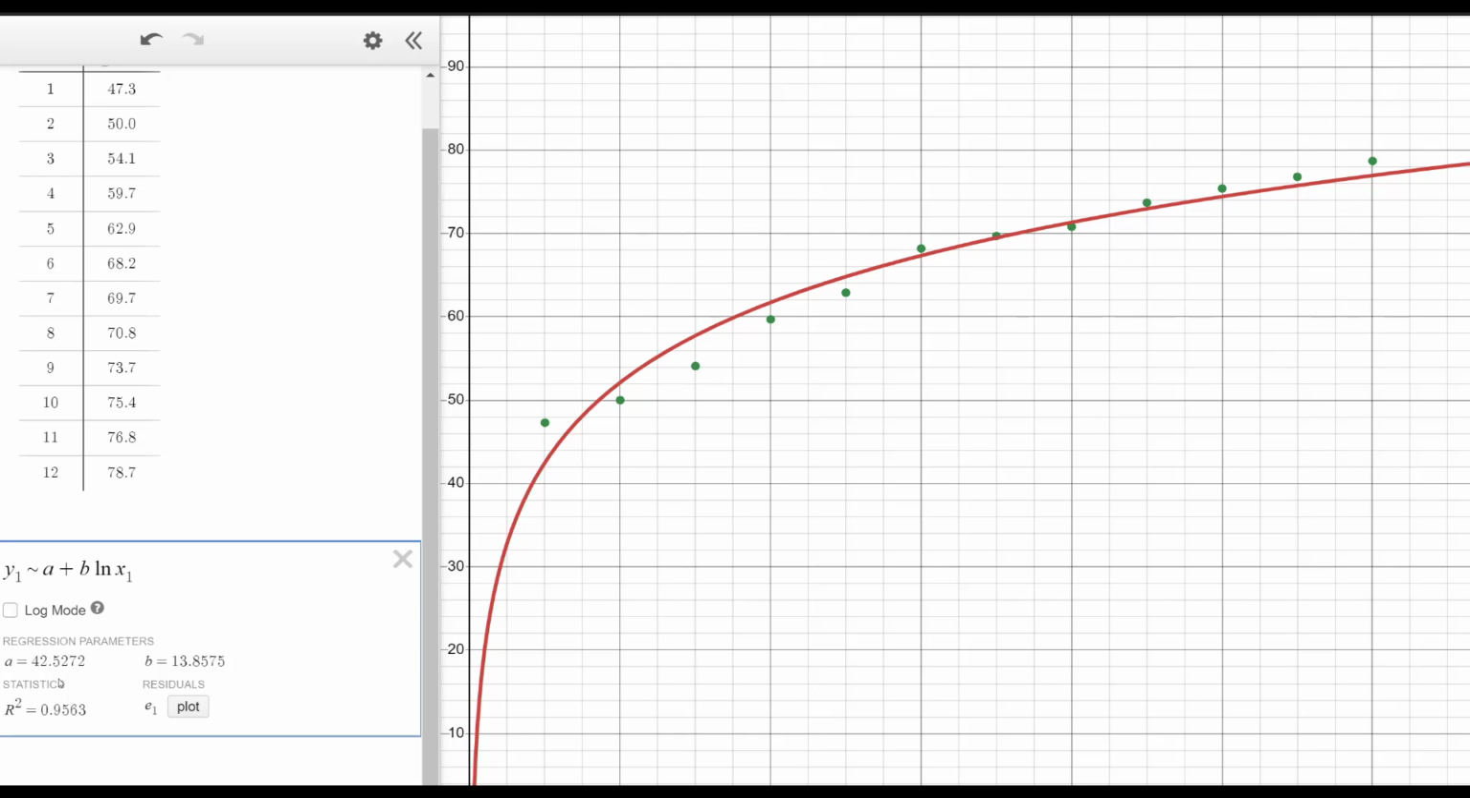So the a would be 42.5272, the b would be 13.8575. That R value, it's not a bad R value, 0.9563 is for the R squared. So if you take the square root, the R value is going to be better than that.